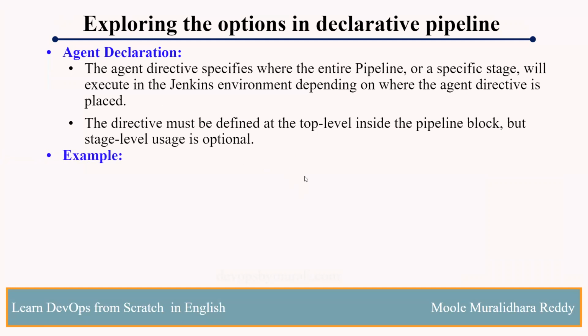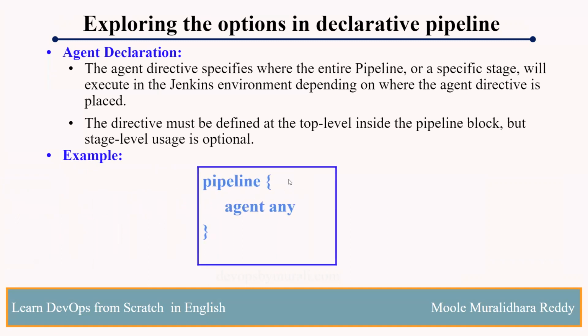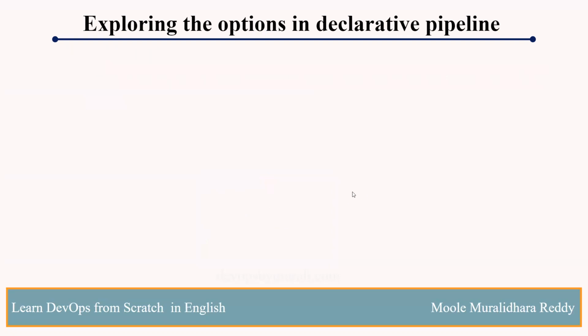For example, if you see here, we can define it like this. Pipeline open tag, I'm defining agent any. It means it will run on any server, either master node or slave node, whatever is available. That particular job will be run on that particular node only.